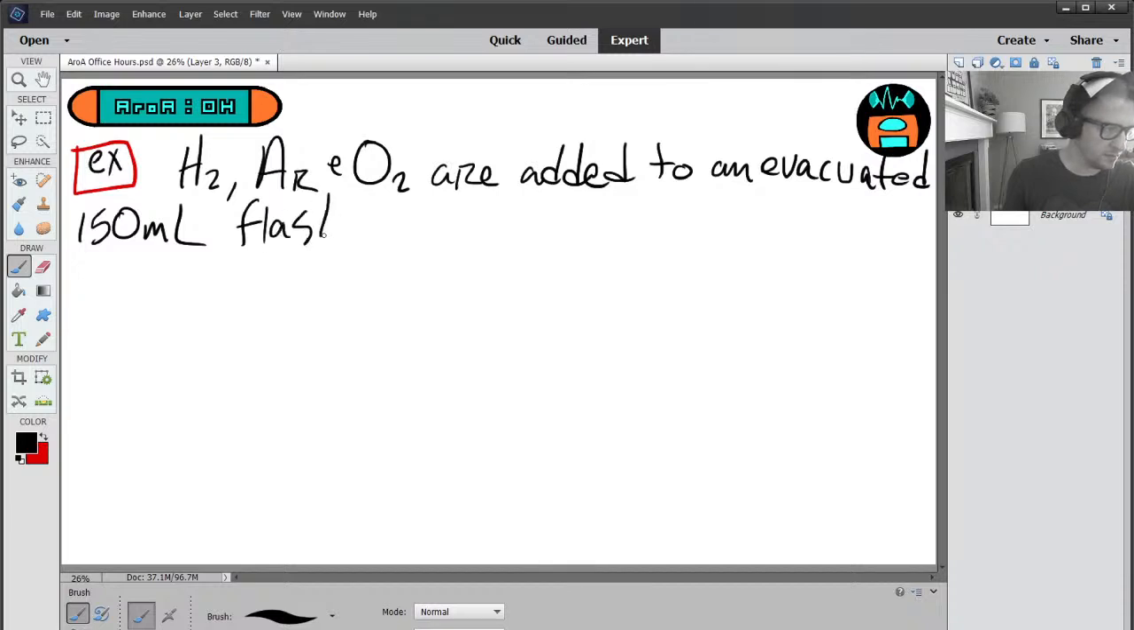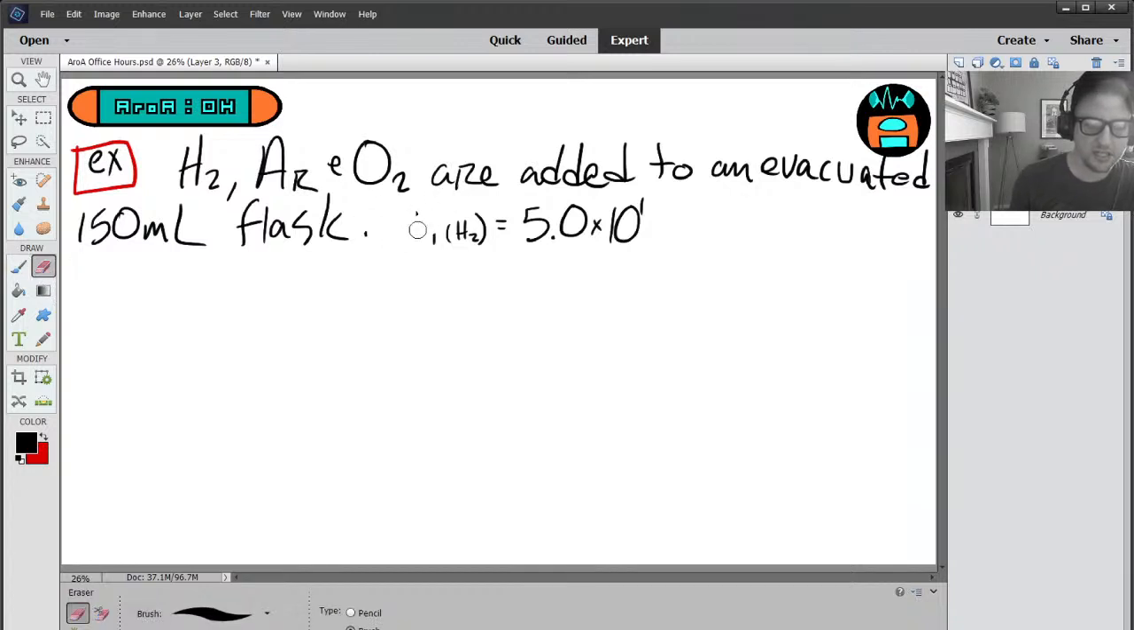All right, so we have hydrogen, argon, and oxygen added to an evacuated 150 milliliter flask. Hydrogen was stored under 5.0 times 10 to the first. Wait, actually, that's not the pressure, that's the volume.